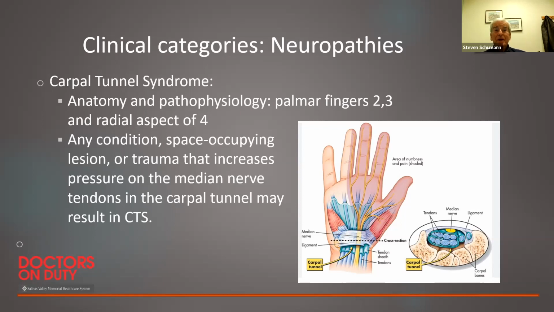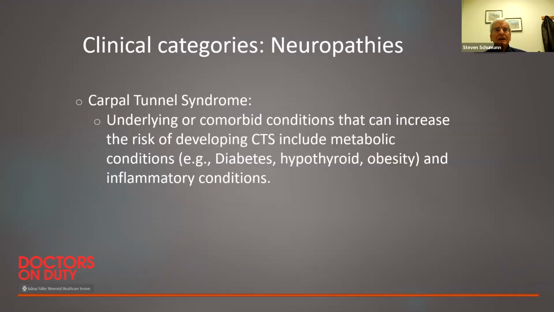And it's caused by any condition that puts pressure on the median nerve in the carpal tunnel, and can be space occupying lesions, not very common. But it more commonly is swelling, particularly of tendons that exist in the carpal tunnel, but there's pressure on the median nerve. And of course, the treatment ends up being a decompression. Underlying conditions or comorbid conditions can increase the risk: diabetes, hypothyroid, obesity, and some inflammatory conditions as well.